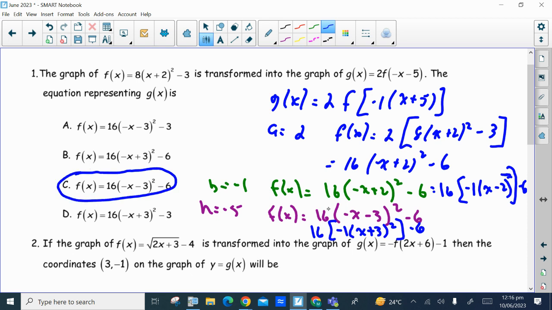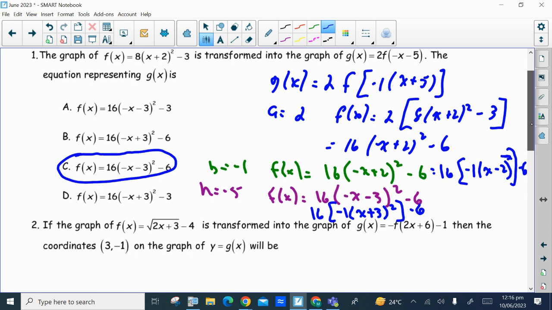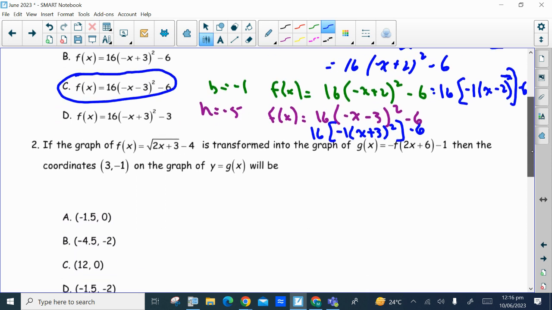Right, that's in this form here, whereas we also wrote it with the -1 in front as a common factor to see what the true h value was. So either way, that's your equation.